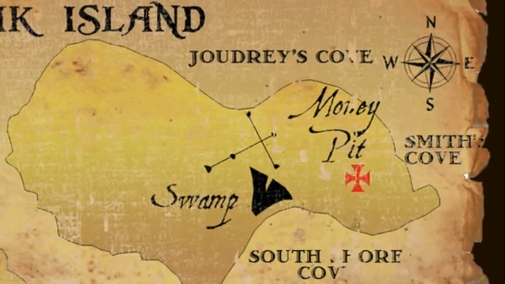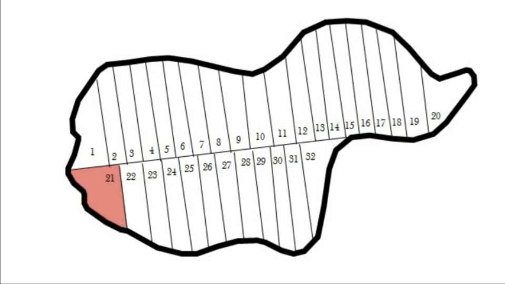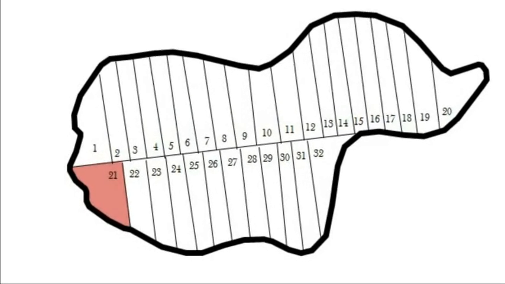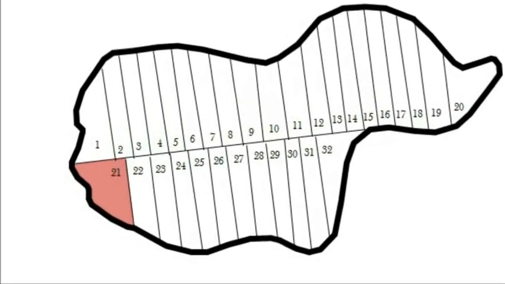Later in the episode, Rick Lagina, Dan Henske, and Gary Drayton head to Oak Island's Lot 21 to do some metal detecting.